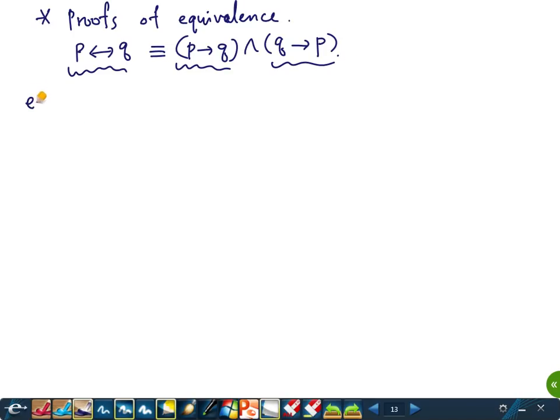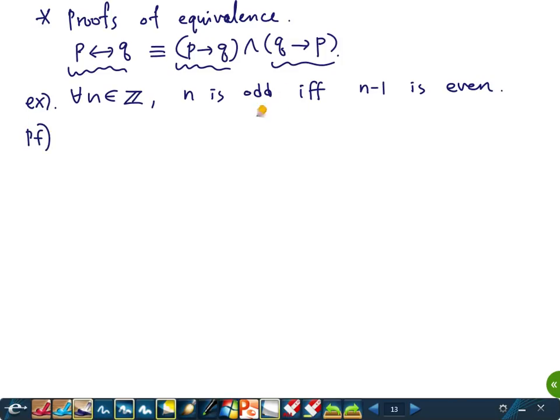So, an example, a very simple statement. For all integers n, n is odd if and only if n minus 1 is even. Pretty obvious, but let's prove this. This is a proposition of this form, P if and only if Q.